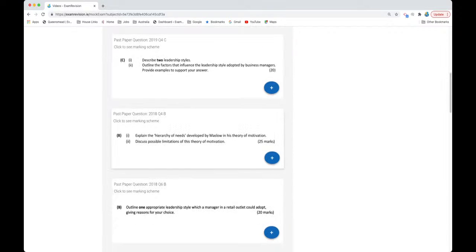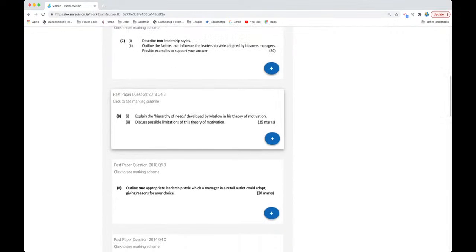2018: explain the hierarchy of needs developed by Maslow's theory of motivation, and discuss possible limitations of the theory of motivation. So discuss is here, so you must say the limitation. Don't have that as your heading, you'll put that in the first sentence.